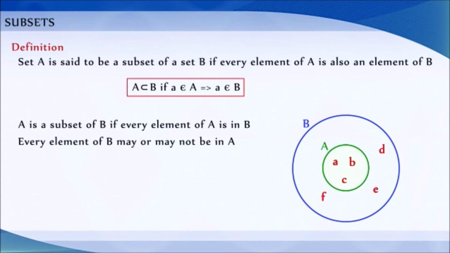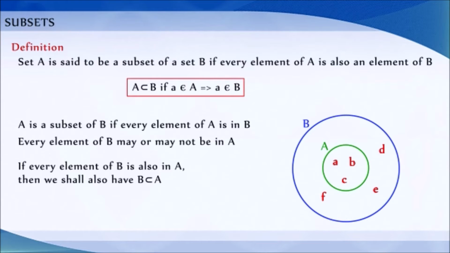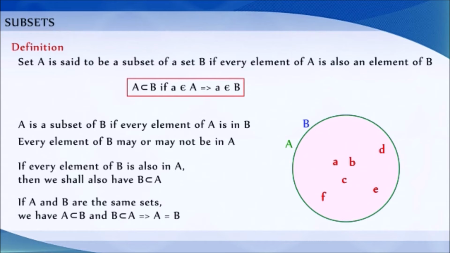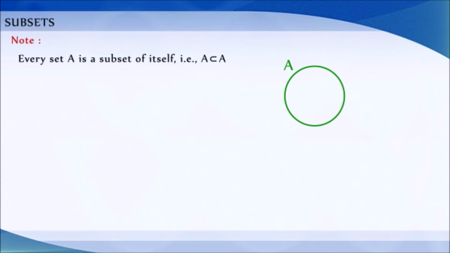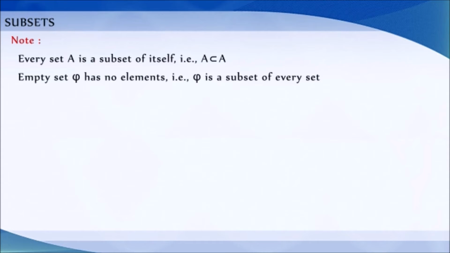If it so happens that every element of B is also in A, then we should also have B subset of A. In this case, A and B are the same sets, so that we have A is subset of B and B is subset of A implies A is equal to B. Note, every set A is a subset of itself, that is, A is subset of A. Null set is a subset of every set.